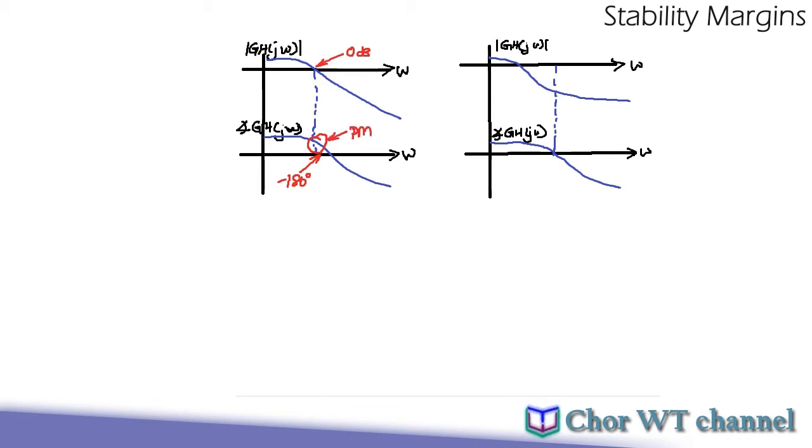And on the right, when the phase is equal to negative 180, the distance to 0 dB, or the magnitude equal to 1 in a normal scale, the difference here will form our gain margin. So this is how we determine the stability margins, the gain margin and phase margin, in the Bode plot.